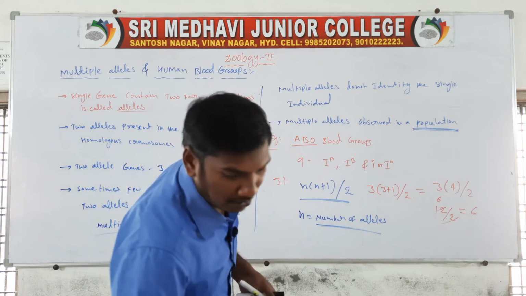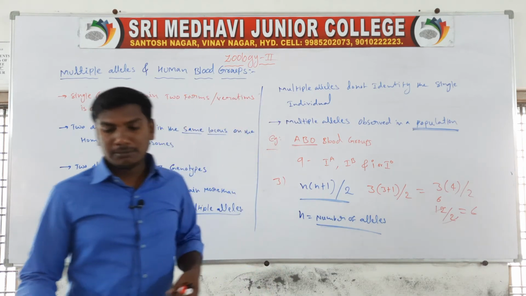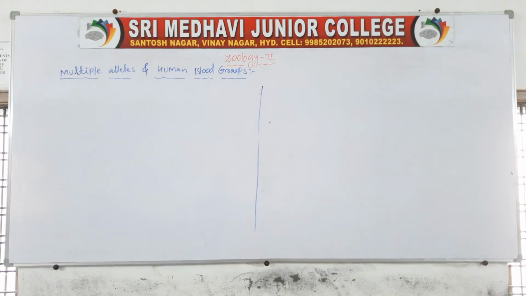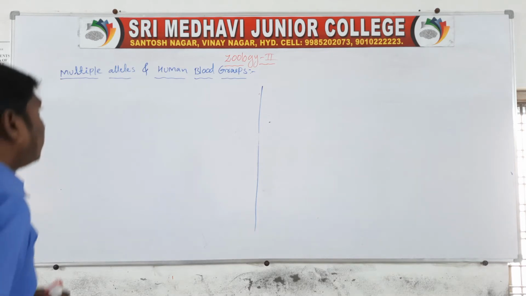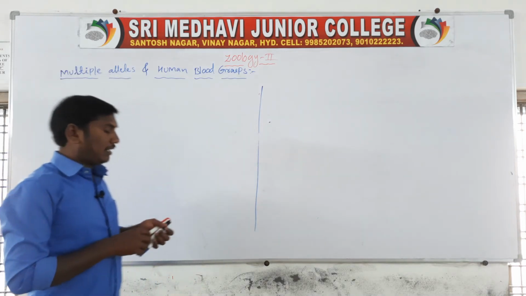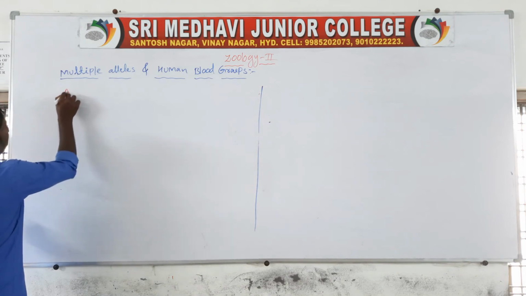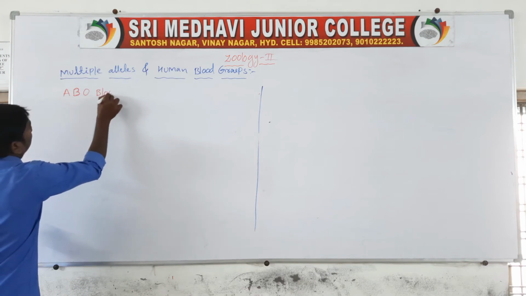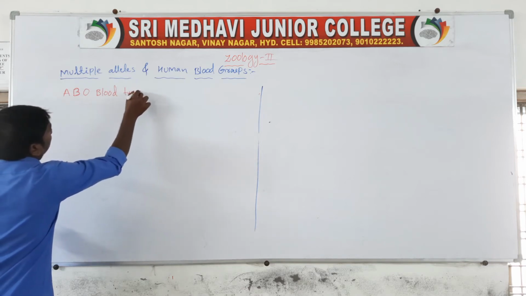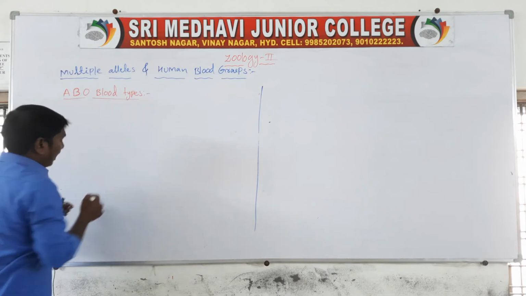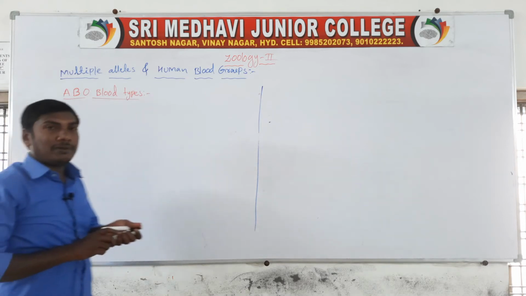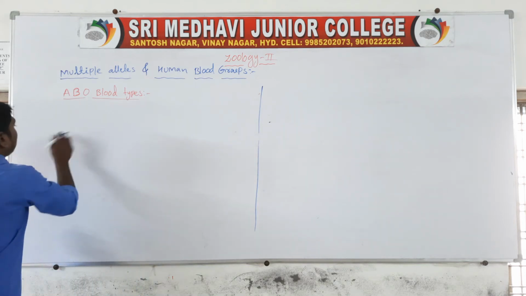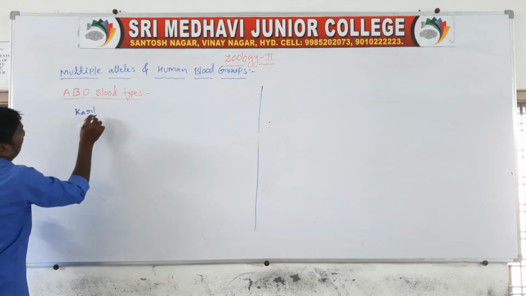Next, ABO blood types. The ABO blood groups were discovered by Carl Landsteiner.